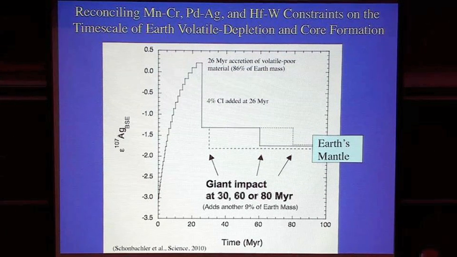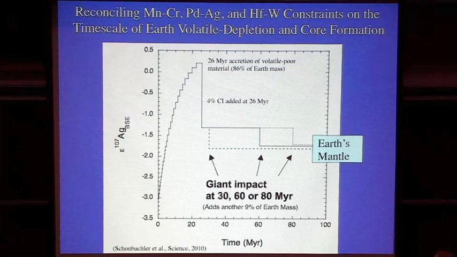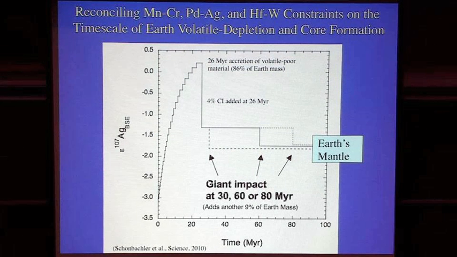So what I'm talking about here in terms of volatile poor means it's poor in silver in this case, and it's poor in manganese. So those are the two constraints that are driving you to this volatile poor statement here. And here the volatile rich stuff, again, we're talking about adding silver and adding manganese at that stage. And how close are manganese and silver on the condensation?